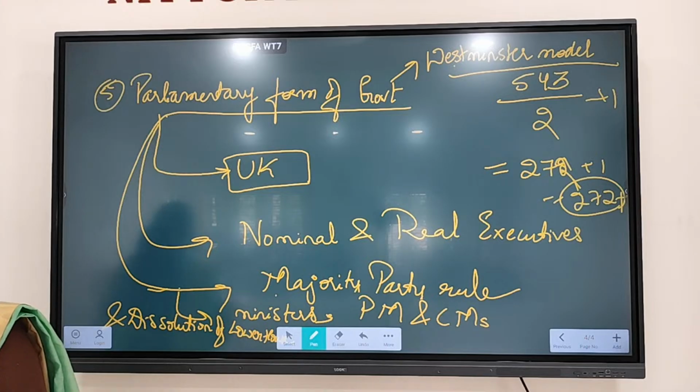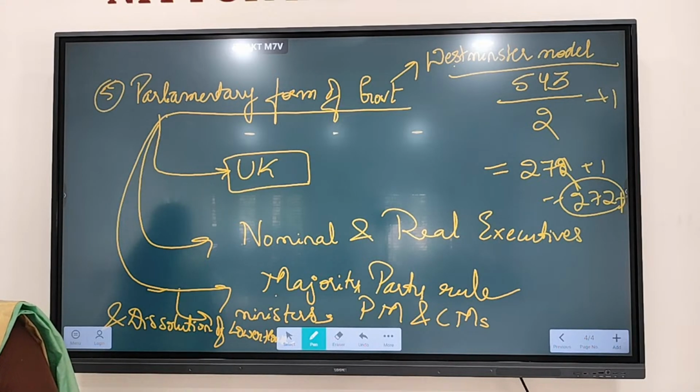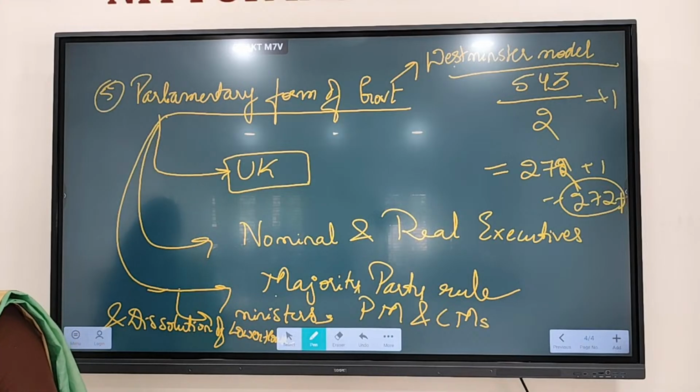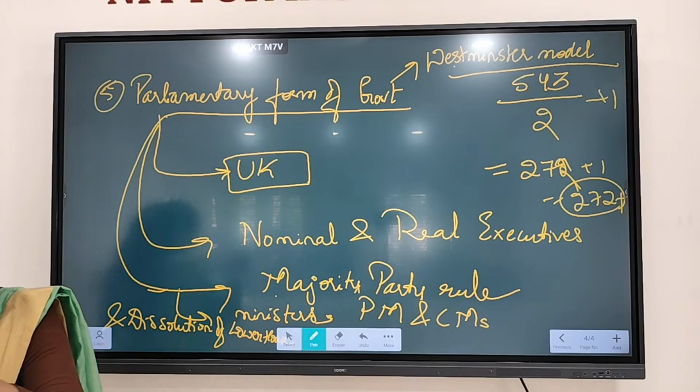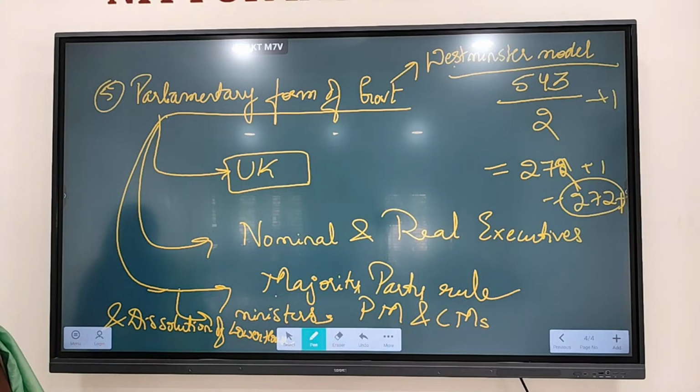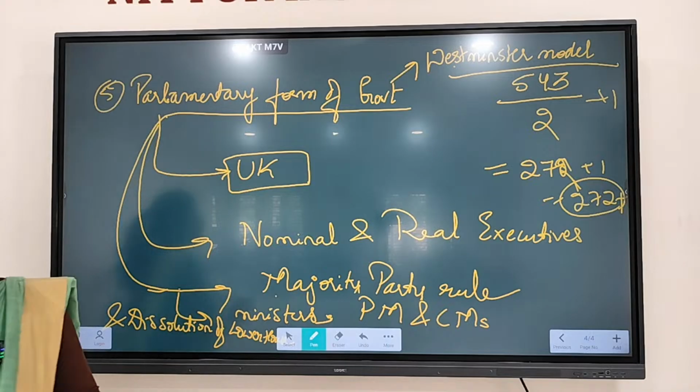Next, universal adult franchise. What is meant by universal adult franchise? Yesterday itself I have told you. The person of that age has the right to vote and contest. The Indian citizen who is above the age of 18 has the right to vote. Previously it was 21 years. It was reduced to 18. Let us see that. Just put the heading universal adult franchise.